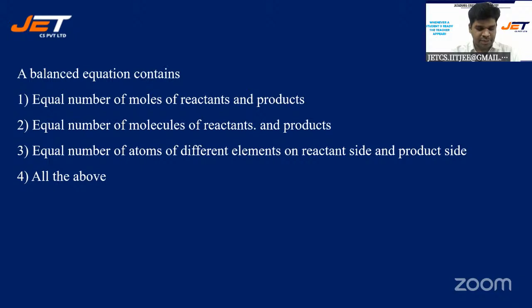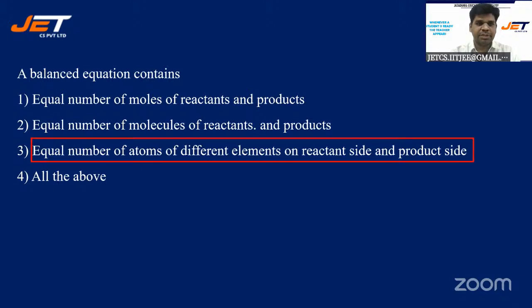So think again. I'm waiting for the right answer for this question. It cannot be all the above, students. Okay, I'll reveal the answer for this. It's 3. Equal number of atoms of different elements on reactant side and product side. All right. So remember this. Tappu poina, that's okay, students. But once you go wrong, correct yourself. All right. That's the whole purpose behind this session.